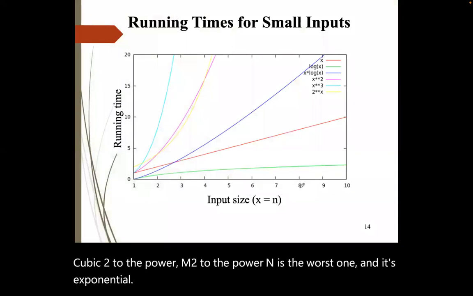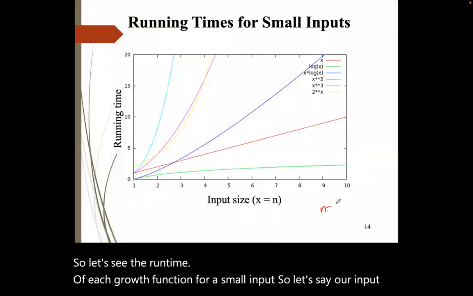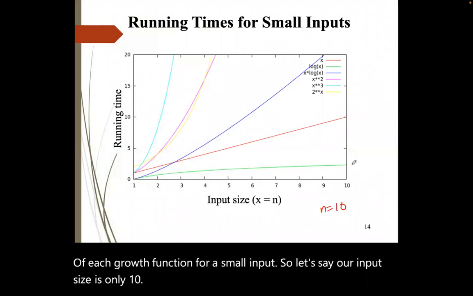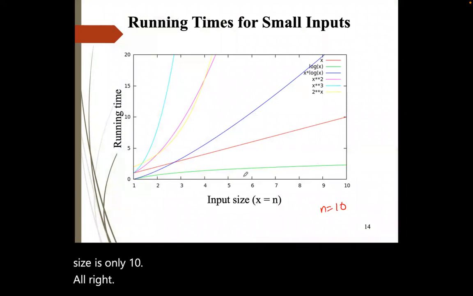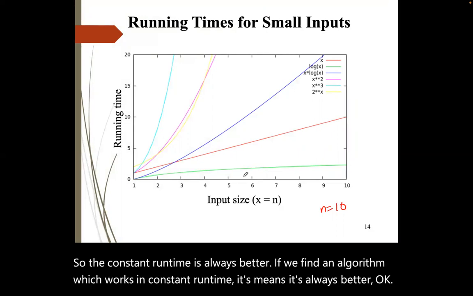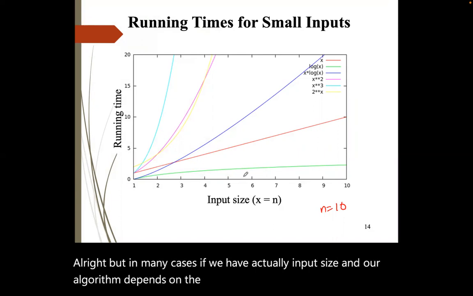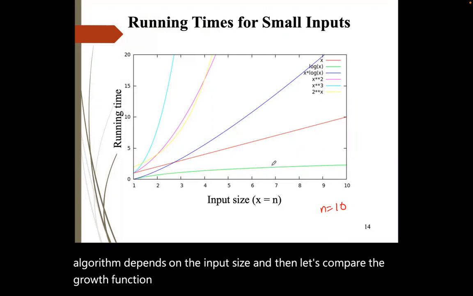So let's see the runtime of each growth function for a small input. So let's say our input size is only 10. The constant runtime is always better if we find an algorithm which works in constant runtime. It means it's always better. But in many cases, our algorithm depends on the input size, so let's compare the growth functions which depend on the input size.